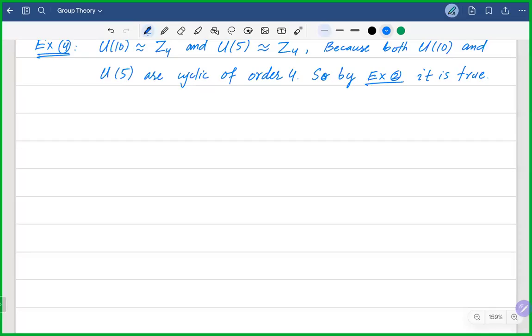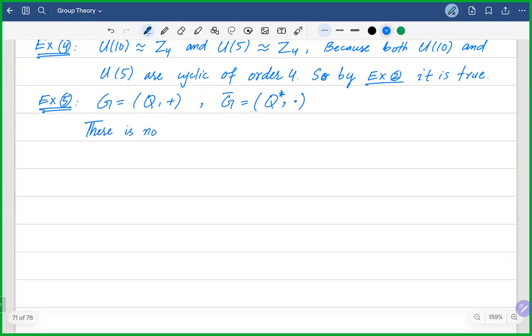Let's write one more example and then we will finish there. Example 5. There is no isomorphism from Q, the group of rational numbers under addition, to Q star, the group of non-zero rational numbers under multiplication. So let's say we have G, which is Q under addition, and G bar, which is Q star under multiplication. And so there is no isomorphism between G and G bar.